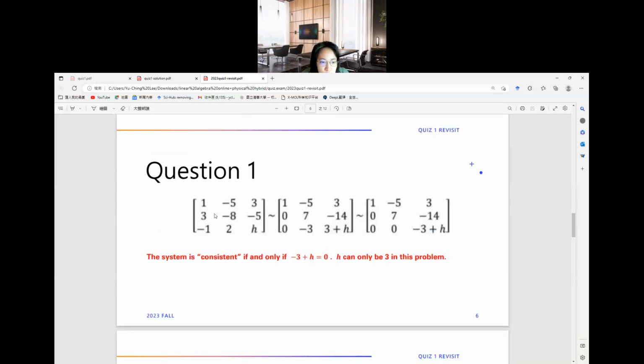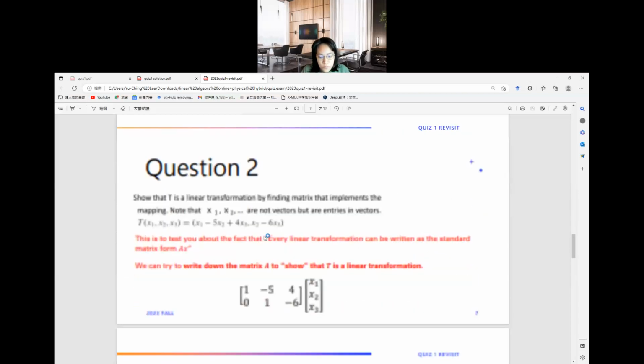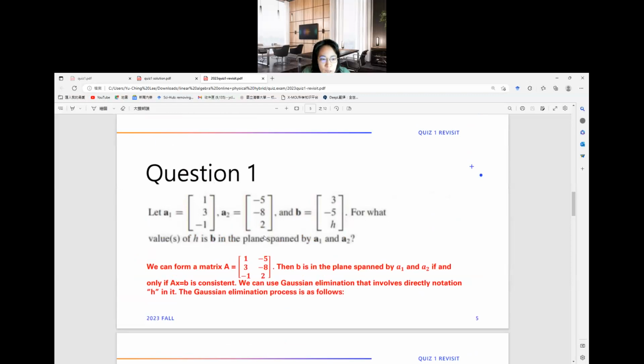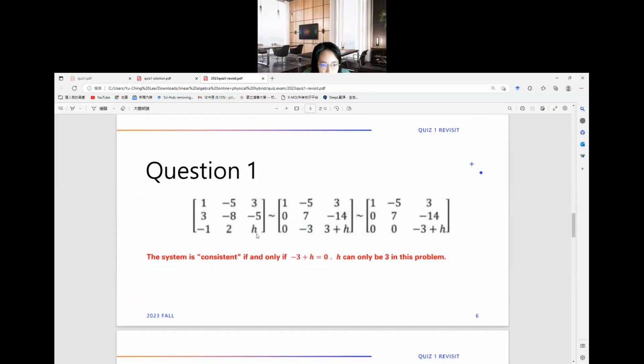So you can see I put down the a1 and a2 right here, and then also b vector right here, and h is involved. And then I still do the row operations to eliminate the numbers 3 and minus 1 to make them reduce to zeros. And as a result, I can continue to use 7 as a pivot to reduce the number minus 3 into 0. And at the end, I can obtain such an echelon form.